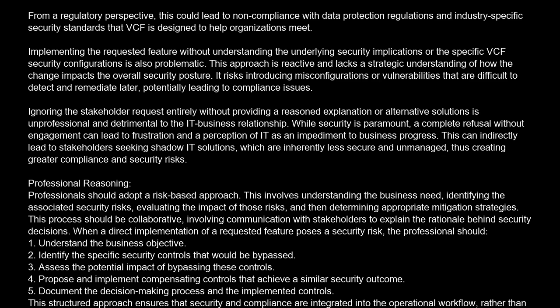When a direct implementation of a requested feature poses a security risk, the professional should: 1. Understand the business objective. 2. Identify the specific security controls that would be bypassed. 3. Assess the potential impact of bypassing these controls. 4. Propose and implement compensating controls that achieve a similar security outcome. 5. Document the decision-making process and the implemented controls. This structured approach ensures that security and compliance are integrated into the operational workflow, rather than being an afterthought.